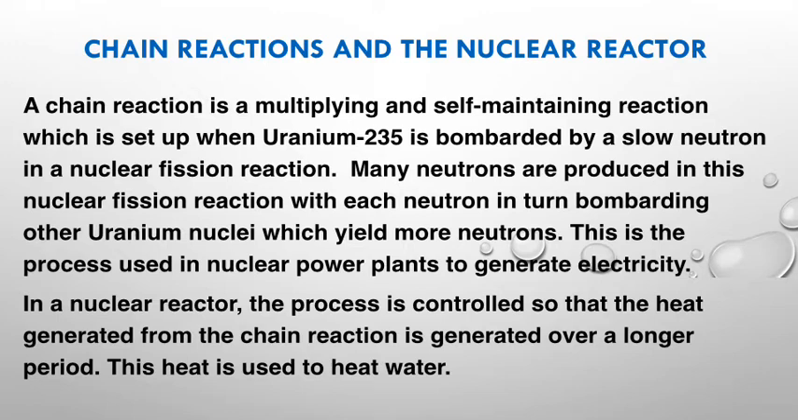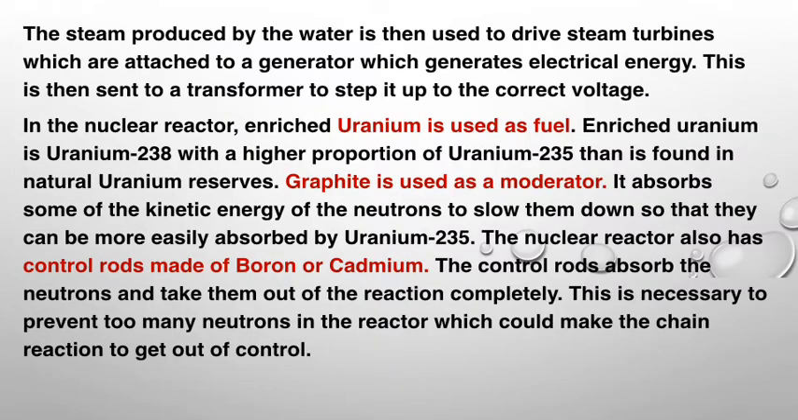So in a nuclear reactor, the process is controlled so that the heat generated from the chain reaction is generated over a longer period. Now, the heat generated from this chain reaction is used to heat water. A nuclear reactor, you will see the diagram shortly, has a water chamber there. So the heat generated heats up that water. Now, when the water is heated up, it produces steam.